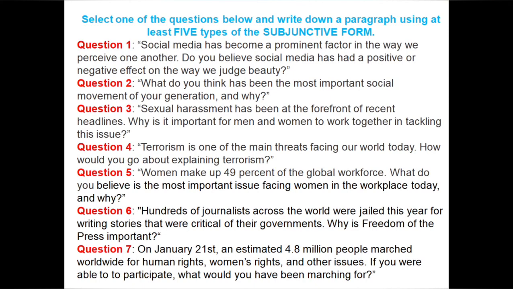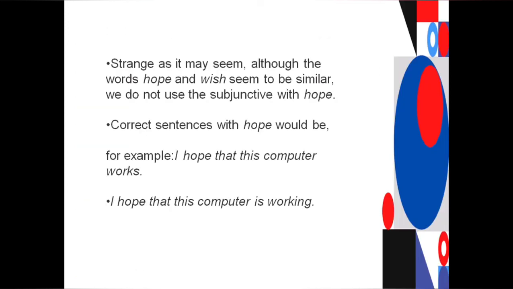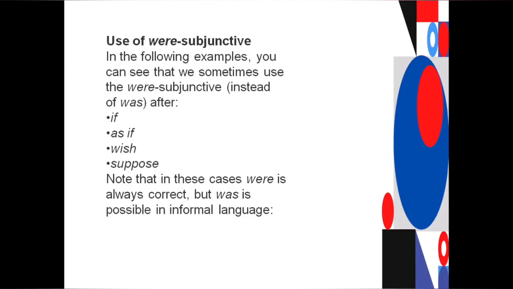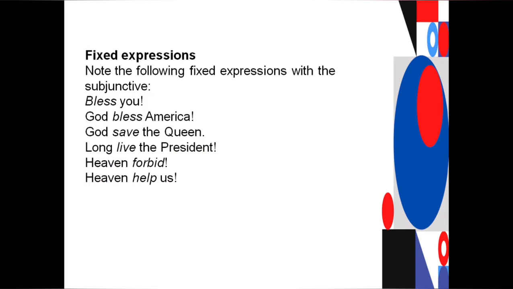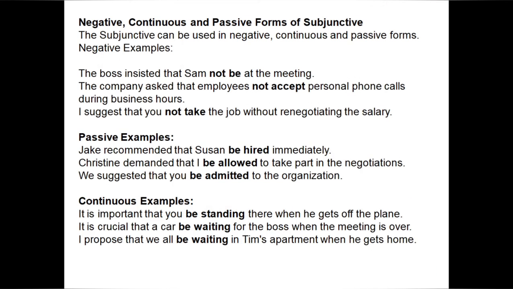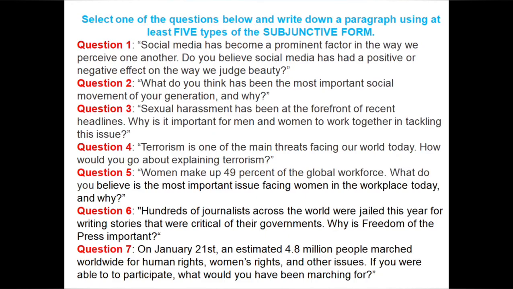Guys, homework. You have to select one of these questions here below and write down a paragraph using at least 5 types of the subjunctive. It can be the past subjunctive, one of these expressions, the were form, or fixed expressions. So you have many possibilities. In your answer, you have to work at least 5, can be more, but a minimum of 5 types of the subjunctive form.